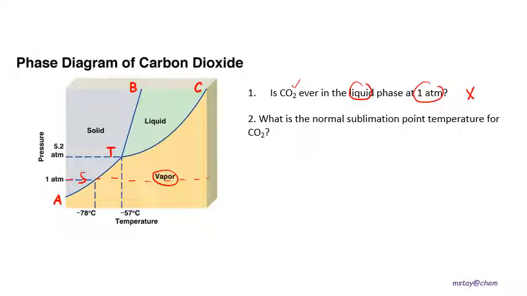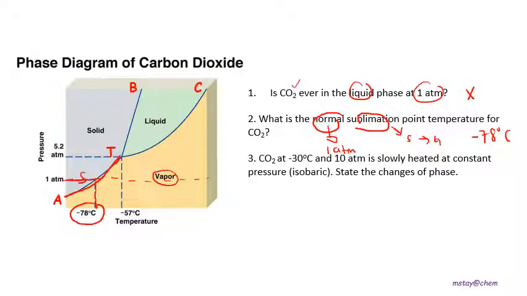Okay, question number 2. What is the normal sublimation point? Like we mentioned just now, normal refers to the pressure at 1 atm, and sublimation is the change between solid and gas. So we try to find the sublimation curve, which is the AT line. At 1 atm, we make the intercept line and then go down here, and the temperature is negative 78 degrees Celsius. So this is the normal sublimation point for carbon dioxide.